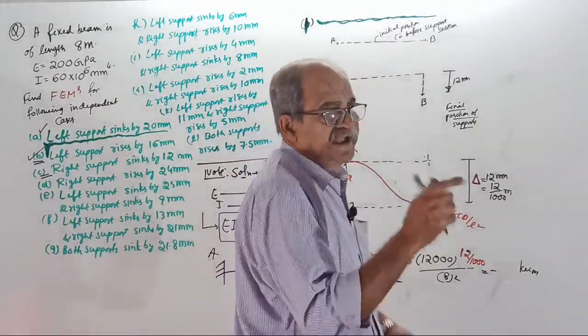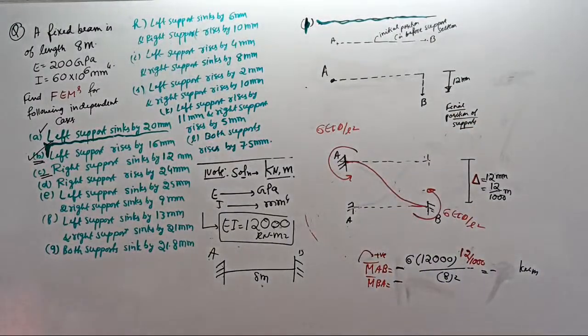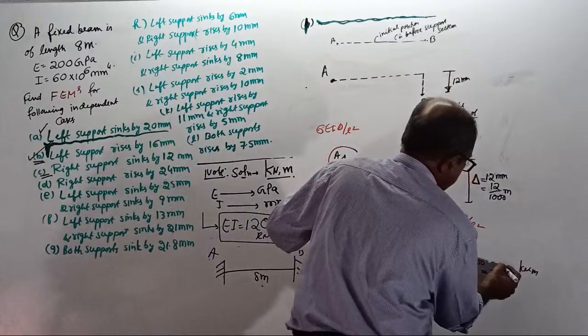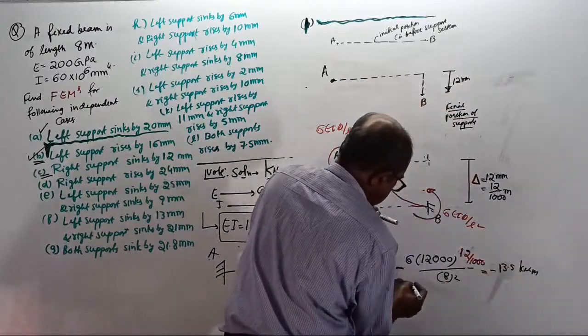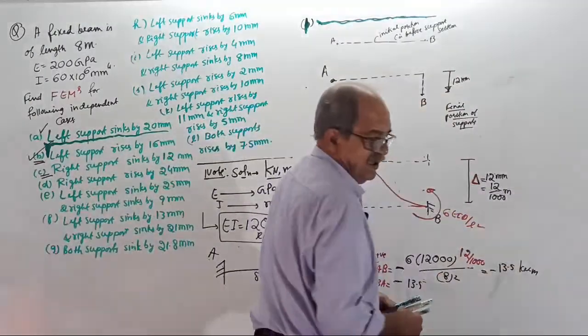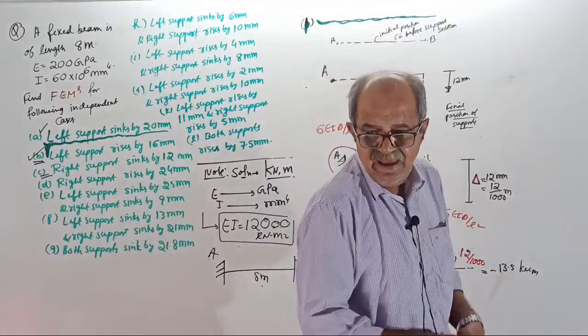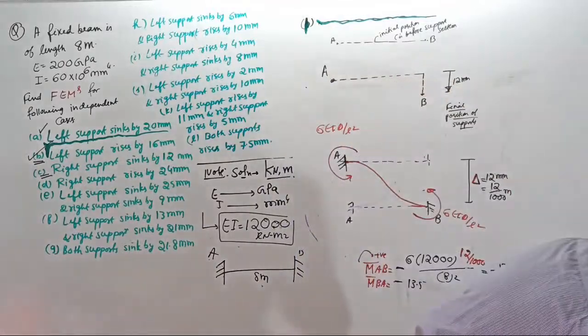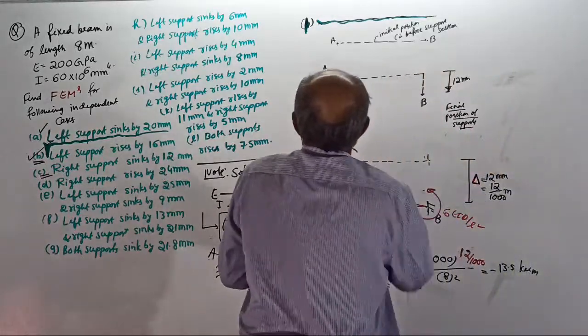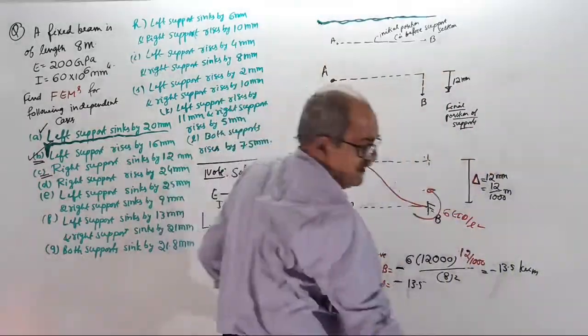You draw one more sketch. Answer. 12 EI delta by L square. Minus 13.5. This also minus 13.5. But you should not do this way. Every case you have to write separately and get the answer. Now, come to question number D.